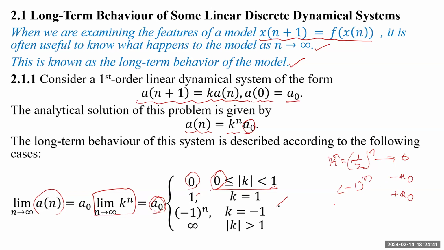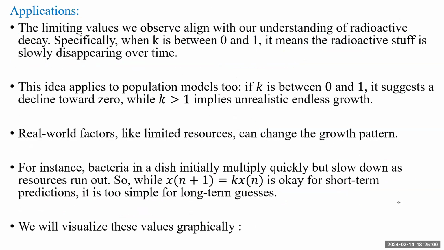What happens if the value of k is greater than 1? Then the behavior is unbounded. So this is the long-term behavior of the solution.